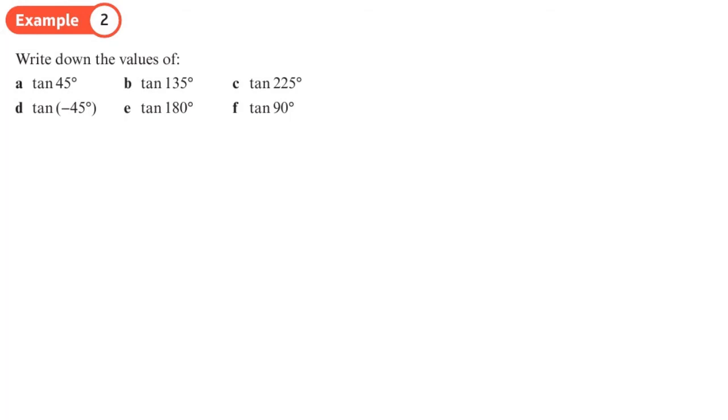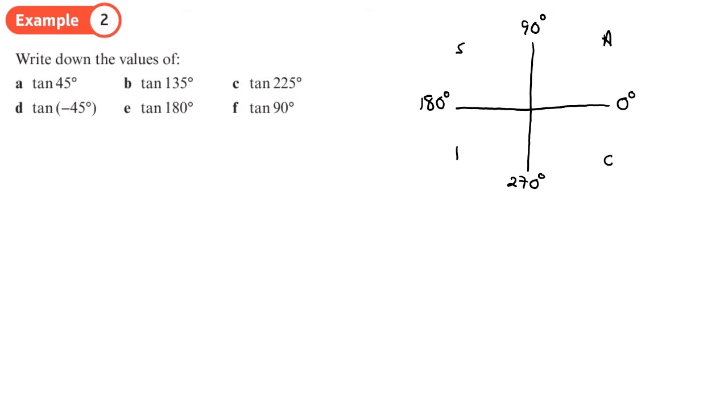And to draw a CAST diagram here, in case we need it, to help us see if there are any equivalent angles that we need to be aware of. CAST. So part A, tan 45, well that's just 1. Don't really need the CAST diagram for that.